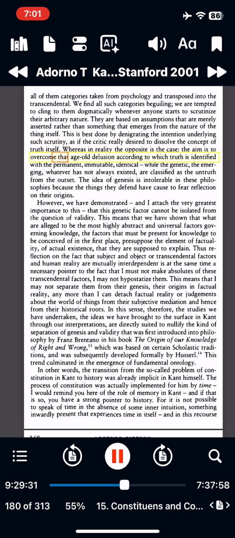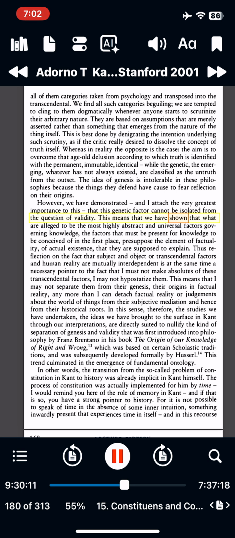The aim is to overcome that age-old delusion according to which truth is identified with the permanent, immutable, identical, while the genetic, the emerging, whatever has not always existed, are classified as the untruth from the outset. The idea of genesis is intolerable in these philosophies because the things they defend have cause to fear reflection on their origins. However, we have demonstrated, and I attach the very greatest importance to this, that this genetic factor cannot be isolated from the question of validity.